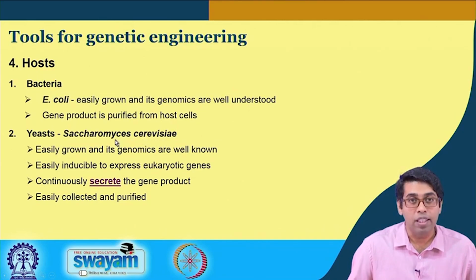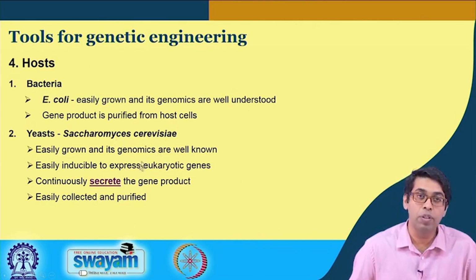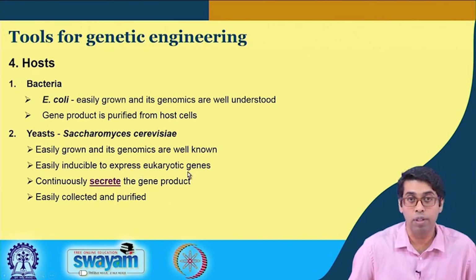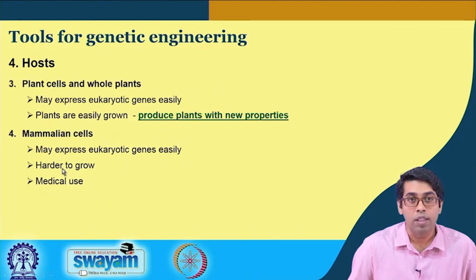Apart from bacteria, yeast can also be used, and it is widely used. Especially for eukaryotic proteins or eukaryotic genes which sometimes do not express well in a bacterial system, they are then expressed in yeast. The other two hosts, which are higher organisms, are plant cells and mammalian cells. Both are very good for expressing eukaryotic genes, but are more difficult to handle.